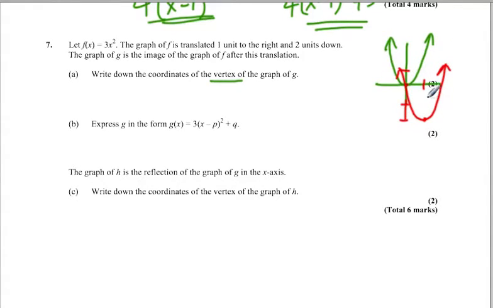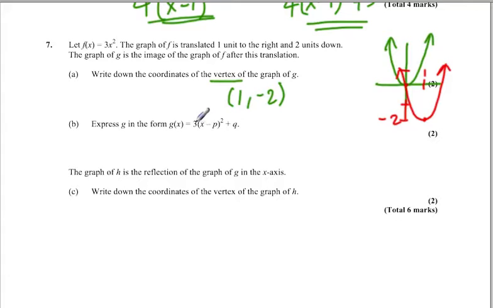There's no stretching because they didn't say anything about that. They just said there's a translation, 1 unit to the right and 2 down. So write the coordinates of the vertex of graph G. Well, it's 1 unit to the right and 2 down, so this is 1, and that's -2. So the coordinates must be 1, comma, -2.